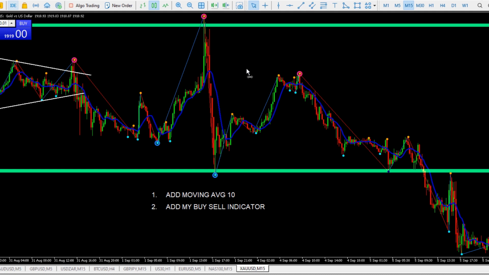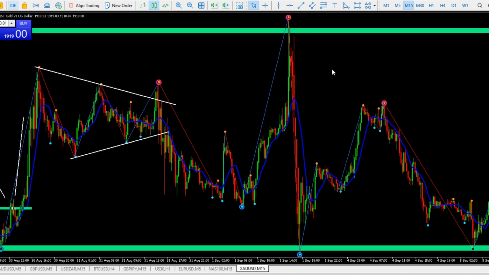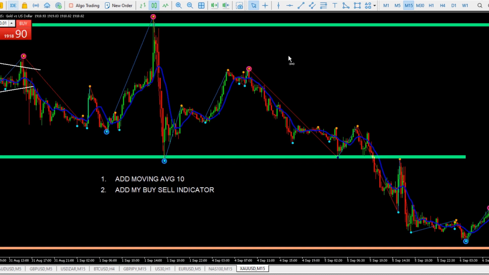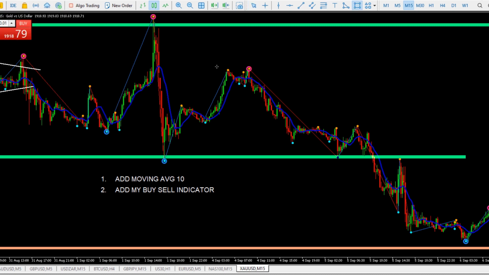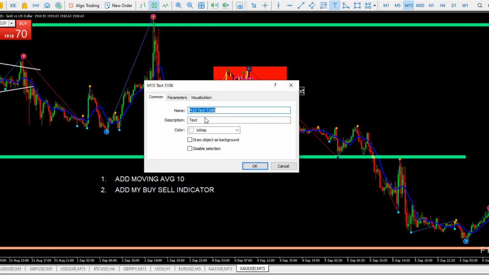Let's move to gold. I will show you some examples of buy and sell in gold. Here is an example of a sell signal confirmed with the indicator and also confirmed with the moving average cross down.